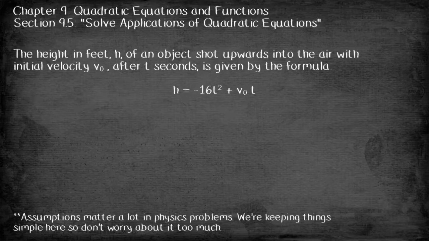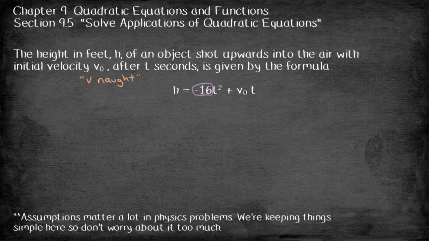So here's a formula. The height in feet of an object shot upwards into the air with initial velocity v0, or as it's also called, v0. After t seconds, we have that the height is negative 16t squared plus v0 times t. All right, so we see what happens here is we have this negative 16, which is roughly half of the acceleration due to Earth's gravity.